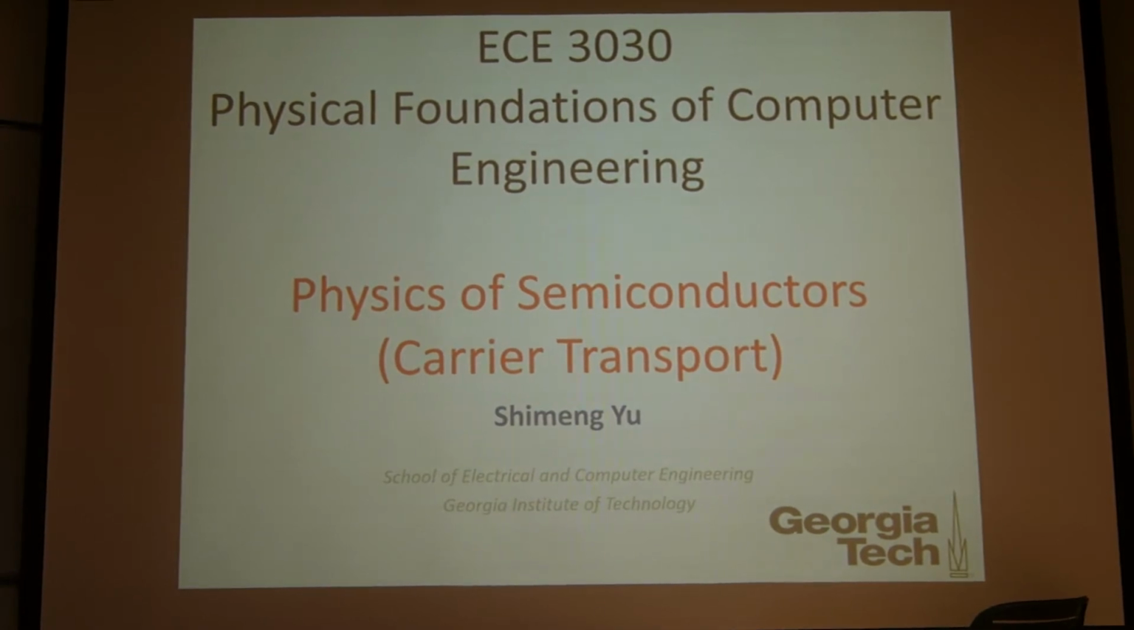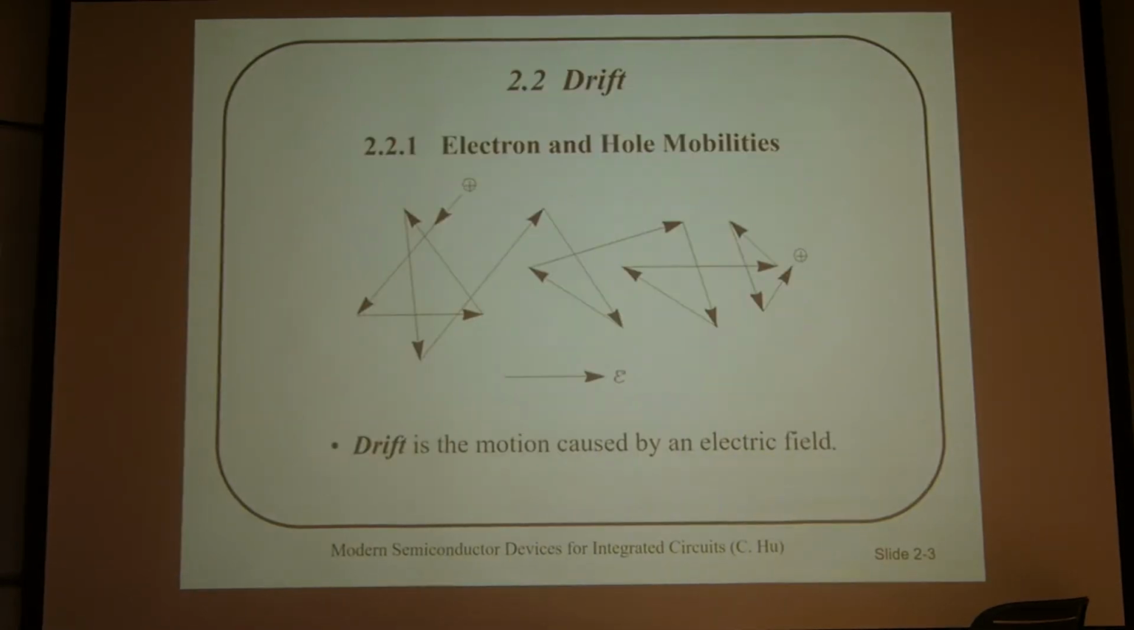So the first mechanism for carrier transport is drift. As we discussed, drift is when you have an external electric field. The electrons will move opposite to the field, and the holes will move along the field. So this is purely field-driven.